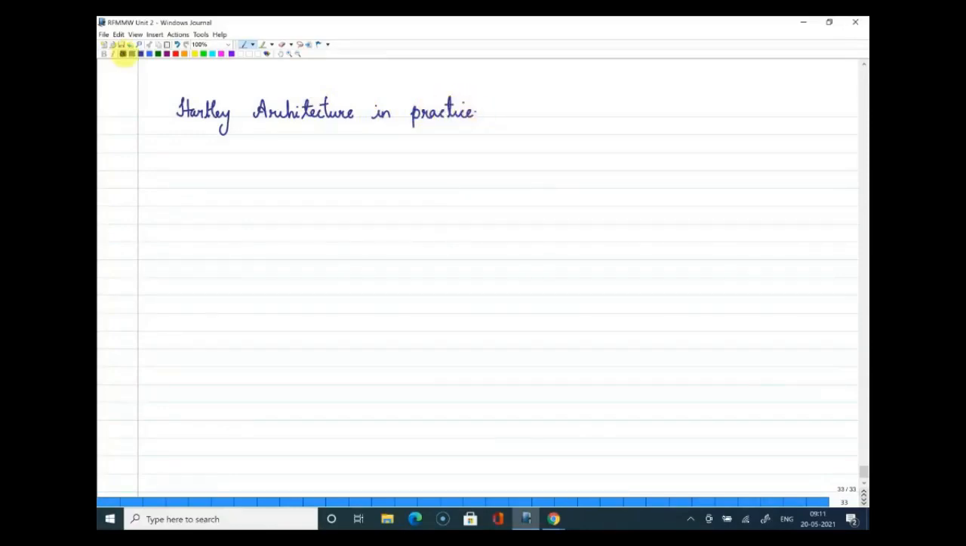So the structure remains the same. The RF input is coming here. Now we are applying.